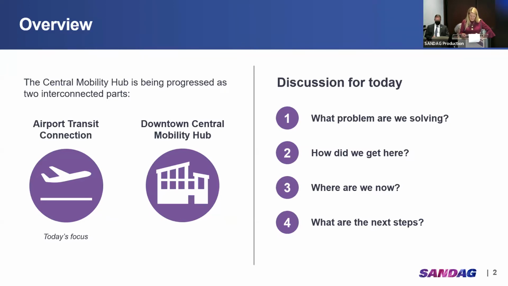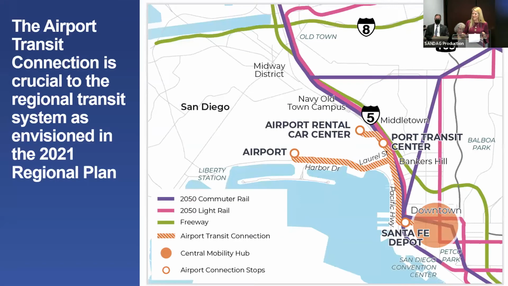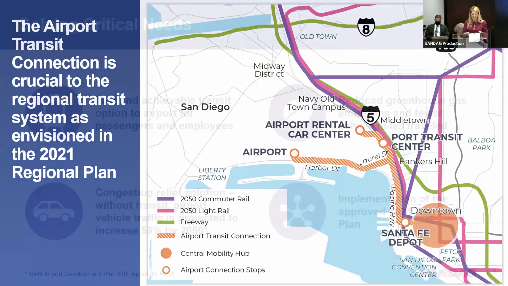And as we talked with all of the stakeholders, we really asked the question of what it is that would make this project successful. In December of last year, the Board of Directors approved the regional plan, which really calls for a central mobility hub as a key element to our transportation network. So really what we're talking about is a central mobility hub that has a direct connection to the airport. The next slide: what are the critical needs that we're solving for?